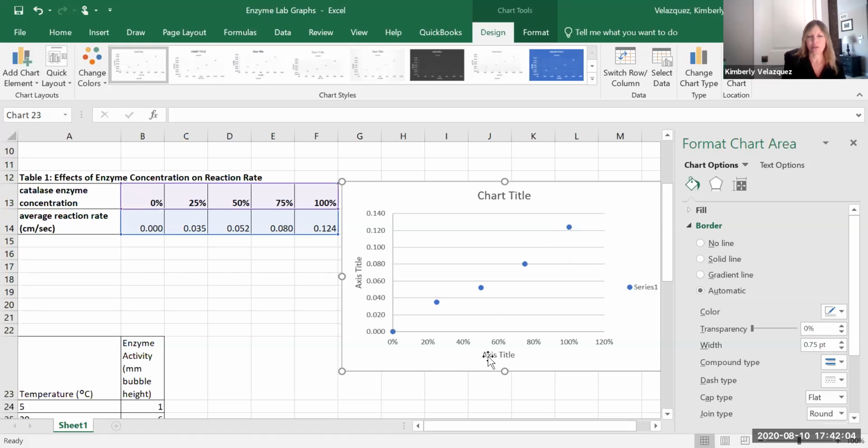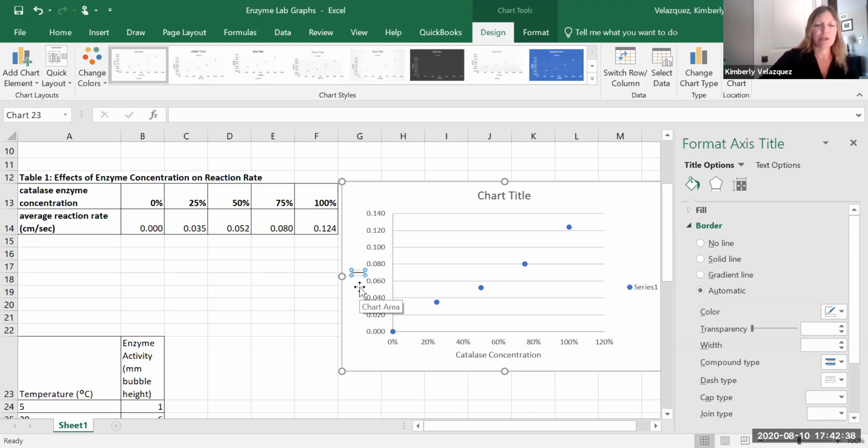Now I need to do a few things to it. I'm going to label my x-axis, these percentages, that enzyme concentration, and in particular, it's catalase enzyme. So I'm going to call this catalase concentration. It's percent, but percentages are already on the numbers. If those were just numbers, I would have to put a percent as my units. All well-constructed graphs will have axis titles with the appropriate units if necessary.